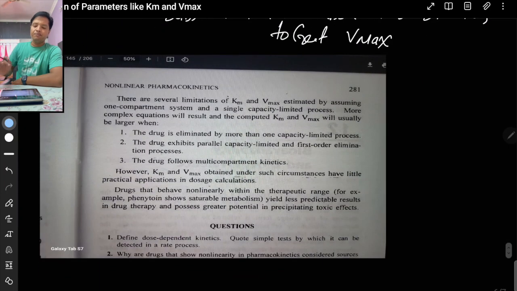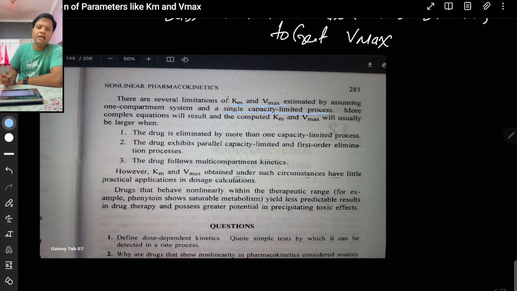Okay, now we have a statement here. The statement is: there are several limitations for the determination of Km and Vmax, assuming a one compartment model. Till now we assumed a one compartment model for the determination of the values of Km and Vmax. Remember this, one compartment model, and single capacity limited. While starting the derivation for the measurement of Km and Vmax, we assumed that the drug follows a one compartment model and the elimination is single capacity limited.